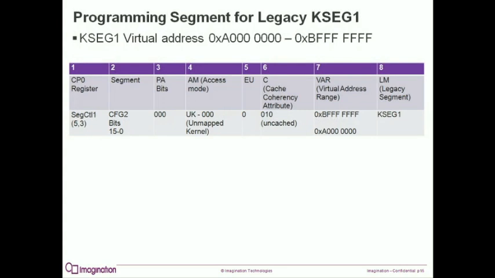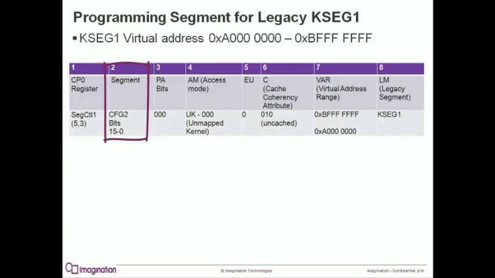The legacy KSEG1 was a segment accessible in kernel mode. It had a 512 megabyte virtual address range starting at A million hex. It was uncached and direct mapped to physical address 0. In the table, the SegControl1 register, which is CP0 register 5 select 3, is used to program CFG2.